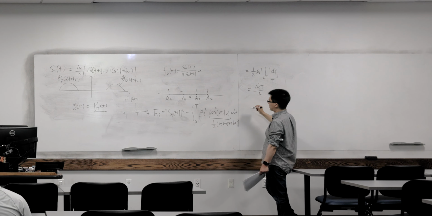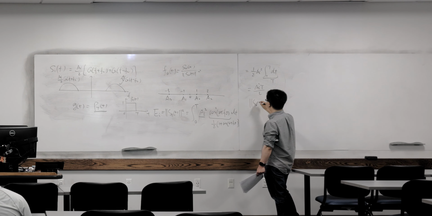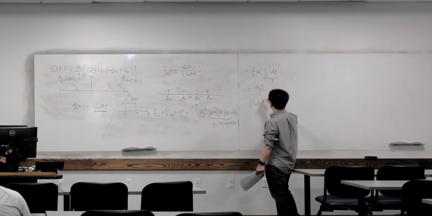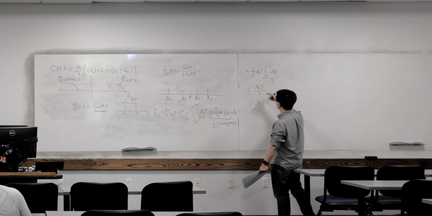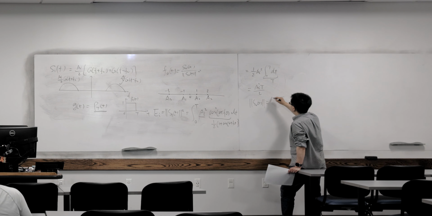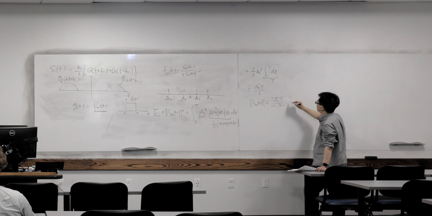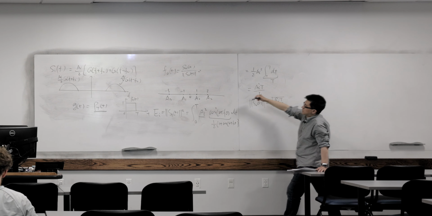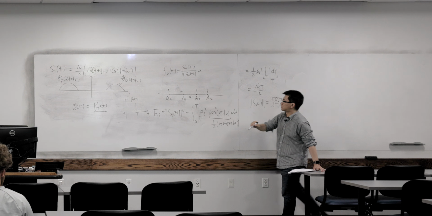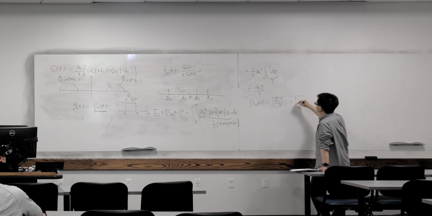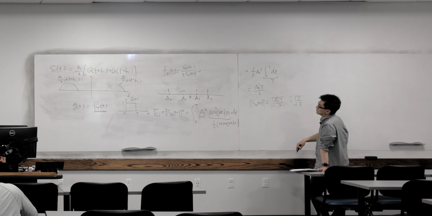And from here, we can see that our norm of s_0(t) is equal to the square root of a_0 squared t over 2. We know a_0 is nothing but 1 here, so this will be equal to the square root of t over 2. That's the norm of s_0.